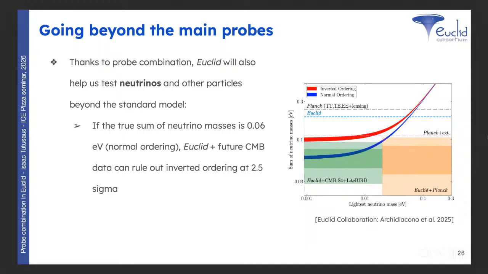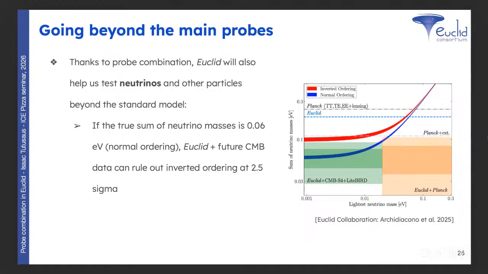Now let's assume that the universe has total sum of neutrino masses of 0.06 eV. And let's assume that the universe decided to use normal ordering for neutrinos. That means this blue line here. This is how the sum of neutrino masses depends as a function of the lightest neutrino mass in normal ordering. Now, what we can see in this plot is that when we combine Euclid and future CMB data, these are the constraints we'll get. So this means that there will be a tension at 2.5 sigma with inverted ordering. So if the universe had 0.06 eV as the sum of neutrino masses and it decided to use normal ordering, then we could basically test whether inverted ordering still works or not.